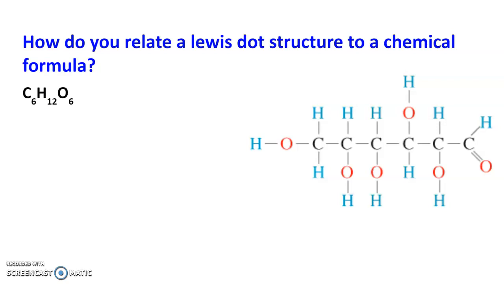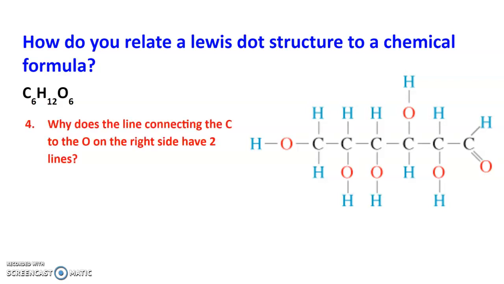So here's the formula. Now that we know the number of each thing, we would write C6H12O6. You could put the letters in any order you wanted, right? You could do H12, C6O6, or O6, C6, H12. It doesn't really matter. Chemists have conventions for these things, but we don't care that much right now.